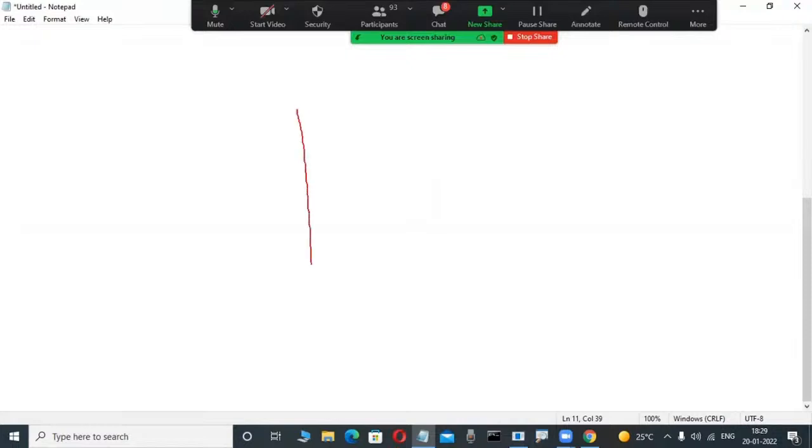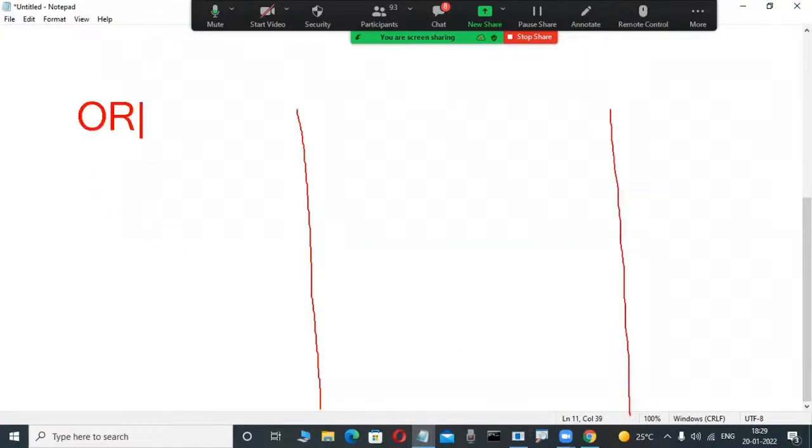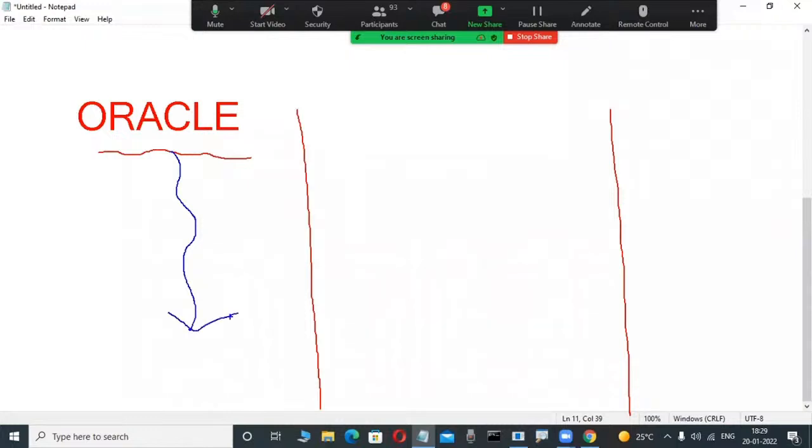Suppose I am working in a company, and I am working on Oracle projects. Oracle is a relational database product. If I want to operate this relational database product, then I use SQL, which is a language. Observe here, SQL is a language I am using.